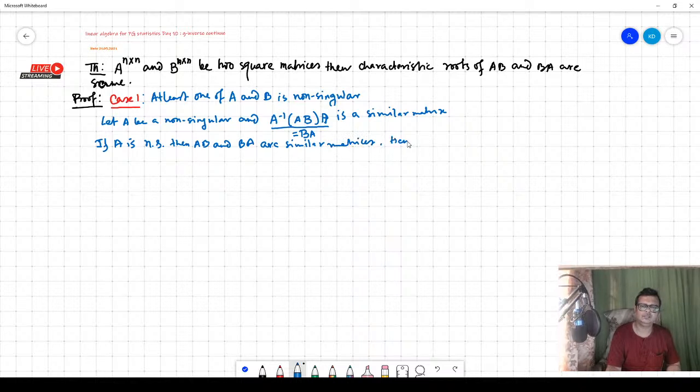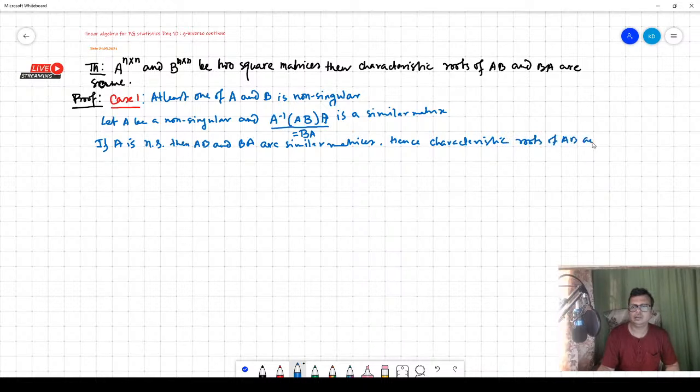Hence, the characteristic roots of AB and BA are the same.